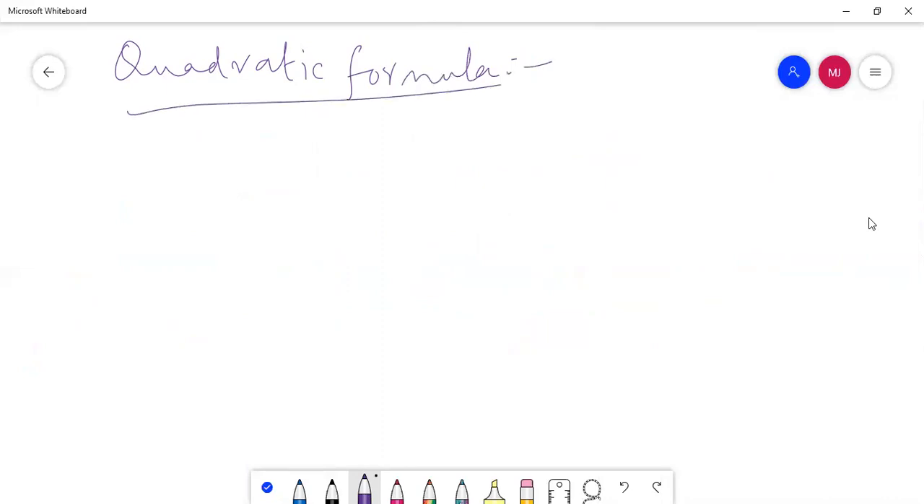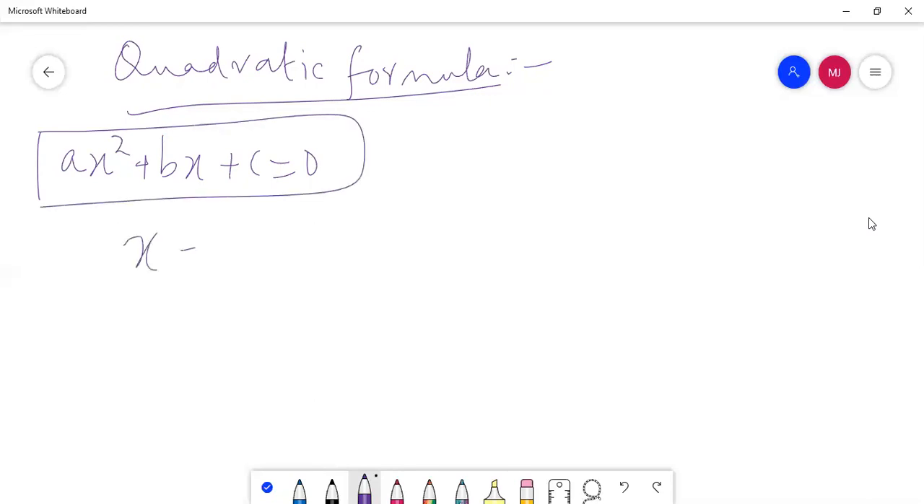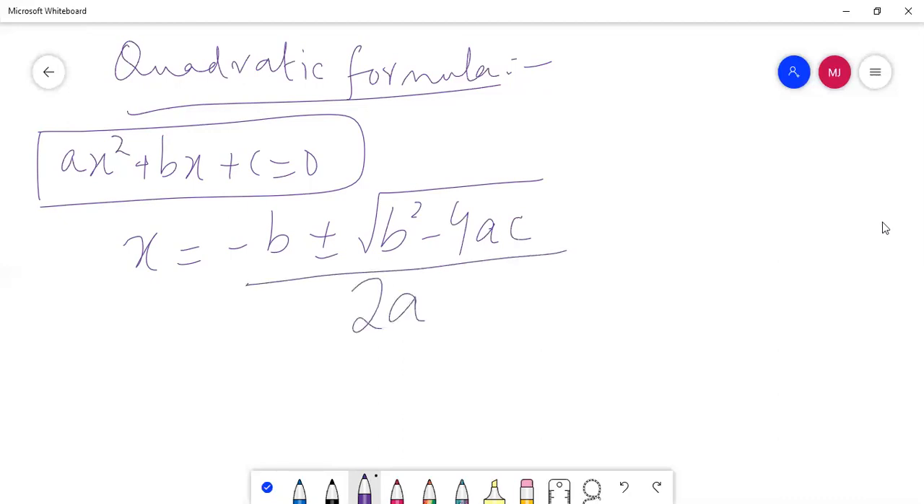The formula used to find the roots of the quadratic equation is known as the quadratic formula. And for the general quadratic equation, ax square plus bx plus c is equal to 0, the quadratic formula is x is equal to minus b plus minus square root of b square minus 4ac upon 2a. Why is there a plus and minus sign? Because the quadratic formula will give me two values of x. So plus and minus are for two different values of x, which will be satisfying my equation.